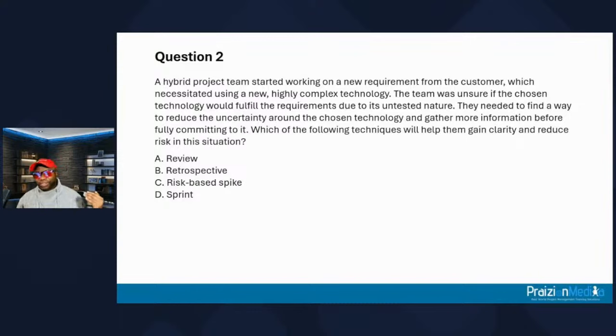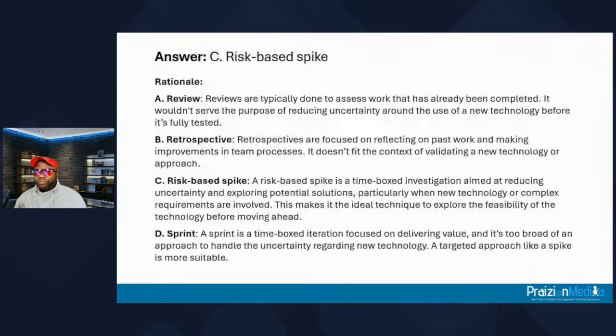So the review, that's too late. It does help you, but it helps you in a retroactive way. The retrospective is not bad, but you're trying to understand the situation and reduce uncertainty, and it's not the sprint. The best answer is risk-based spike. Let's take a very quick look at the options given here. So, reviews are done to assess work completed, retrospectives are focused on reflecting on past work. Risk-based spike is the best option.